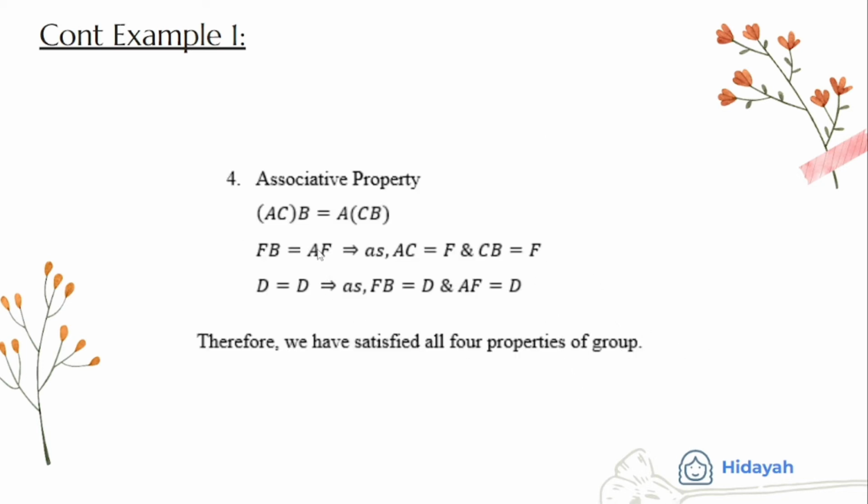So next, we go to the last condition, which is the associative property. So the associative property is (AC)B equal to A(CB). So FB equal to AF is the same way as AC equal to F and CB equal to F. Then D equal to D as FB equal to D and EF equal to D. Therefore, we have satisfied all four properties of the group.